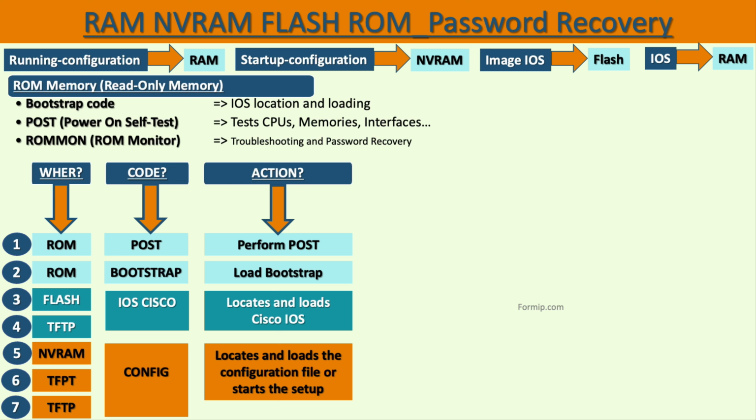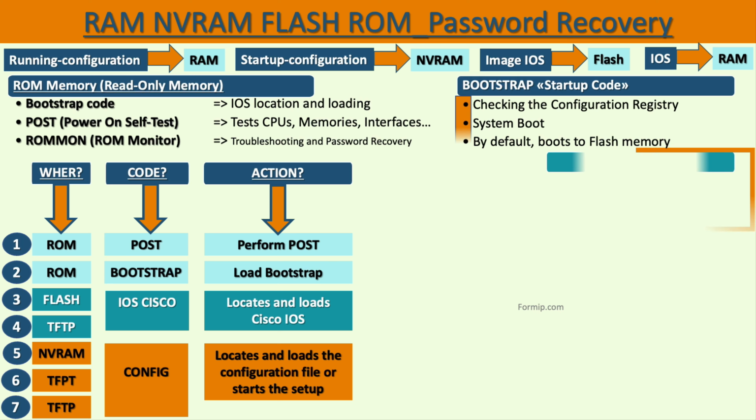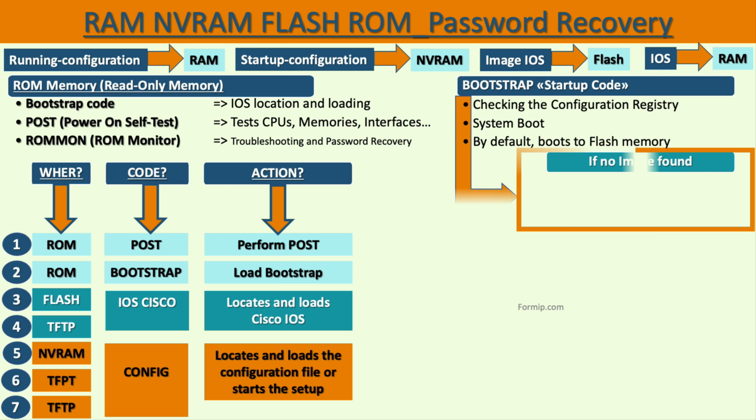When the bootstrap code searches for the IOS, it does so in several steps. It starts by checking the configuration register. Depending on the register, it starts the system. By default, it launches the IOS present in the flash memory. If it can't find the image, then it's going to check the TFTP server. If an image is present on the server, then it will be launched. And if no image is found, then the ROMmon code will launch.